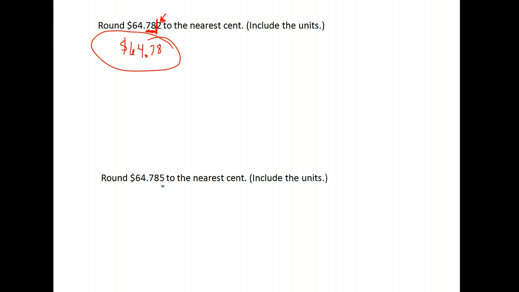Here's another example. It's very similar. It wants us again to round to the nearest cent. So again, that means 2 places after the decimal. This time, when we look at that next number, that third number after, it's 5. And again, 5 or larger means you round up. So our 78 becomes 79. Okay, so notice that one number made a difference in our answer.